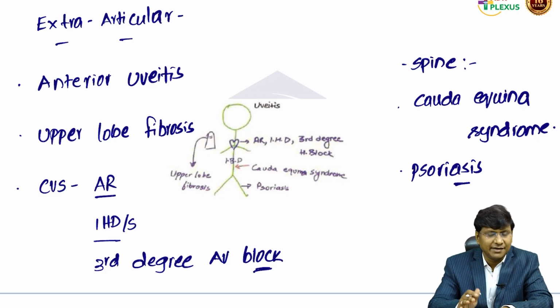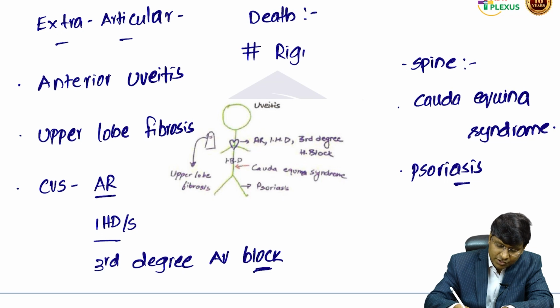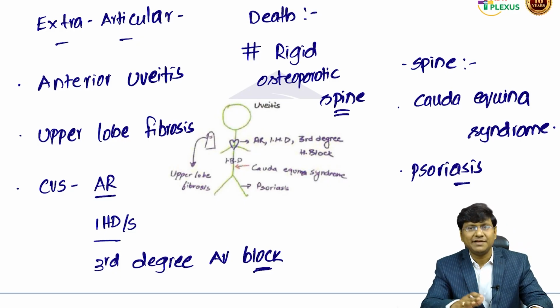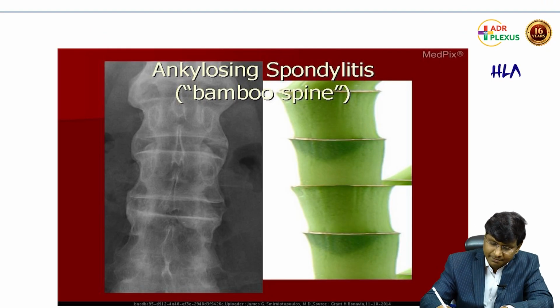And the point here is, what would be the cause of death in patients with ankylosing spondylitis? The cause of death will be due to the fracture of a rigid osteoporotic spine. Then how will you evaluate these individuals? One is by imaging and the other is the HLA. So these patients will have HLA-B27 positive. That is one very important point.